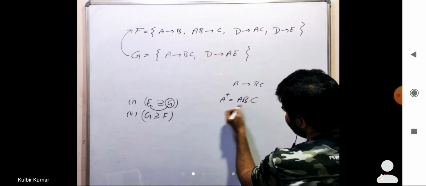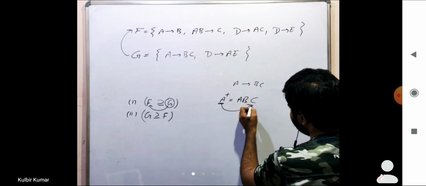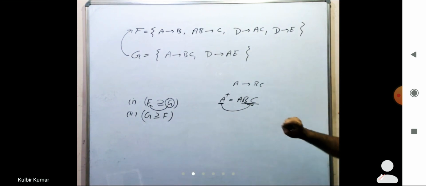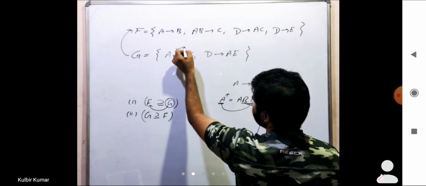So finally what I can say, A can derive BC. ठीक है, तो A क्या कर सकता है, BC को derive कर सकता है. So finally what I can say, this is implying.